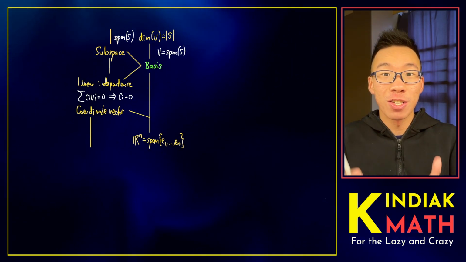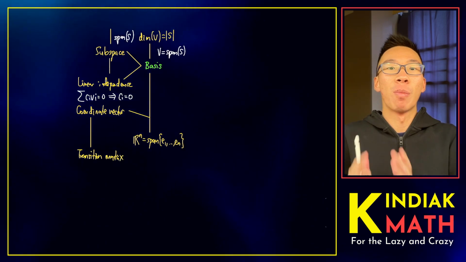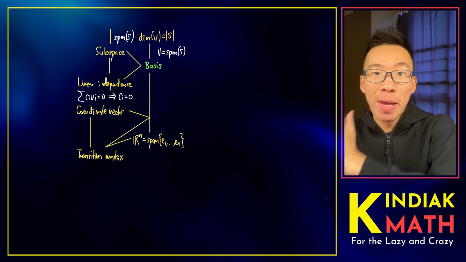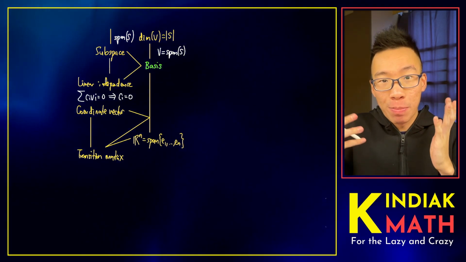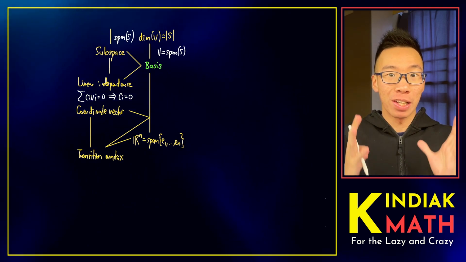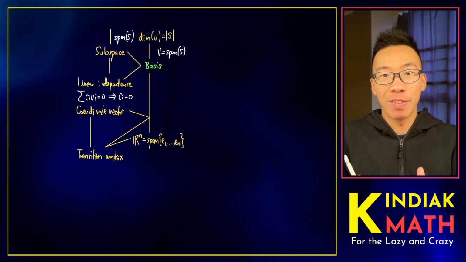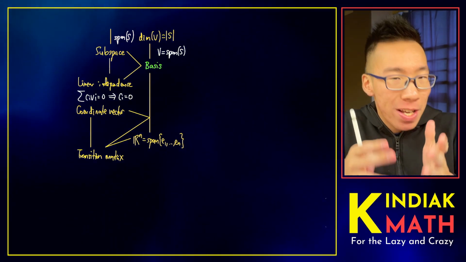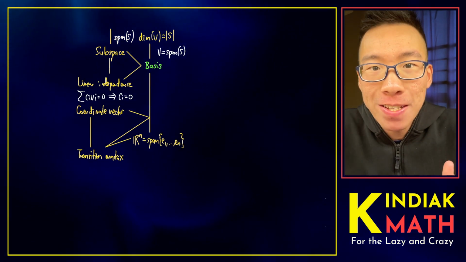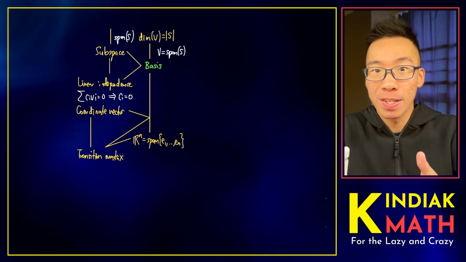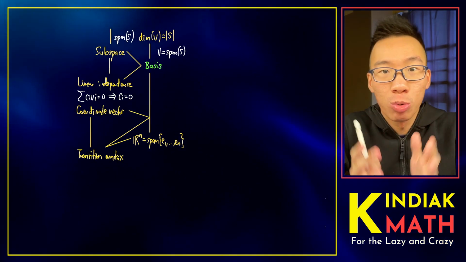We will use transition matrices to convert from one basis to another. And once we can convert from one basis to another, we can, in principle, fully understand everything about that particular vector space given the amount of information that we currently have. However, linear algebra isn't just about vector spaces. It's also about how you can transform these spaces from one kind of space to another.